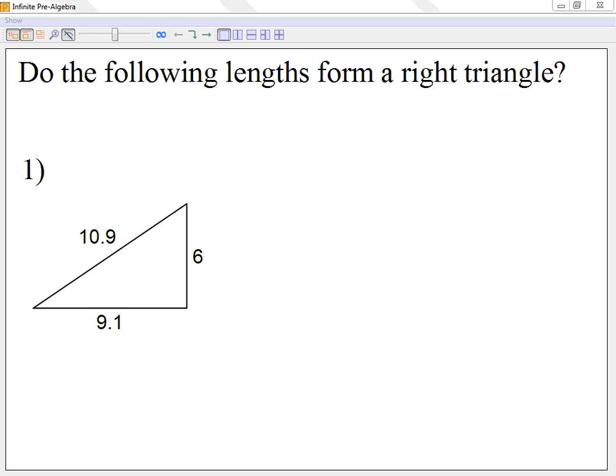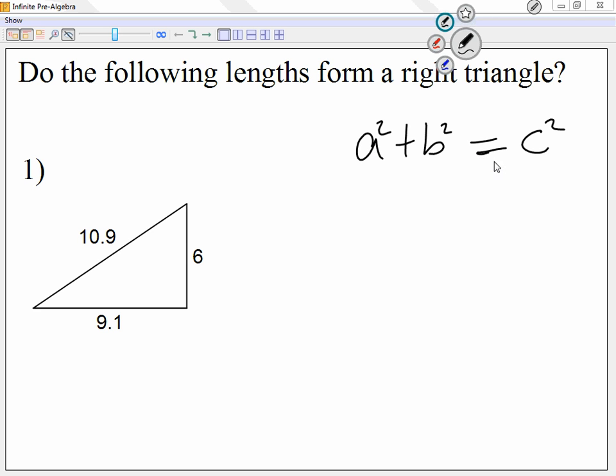Still talking about the Pythagorean theorem this week. It says, do the following lengths form a right triangle? I know if it does form a right triangle, I'm going to get that a squared plus b squared is equal to c squared. From the three sides, the biggest one is c, and the other two are a and b. It doesn't matter which one is a or b. All that matters is that the biggest one is c.